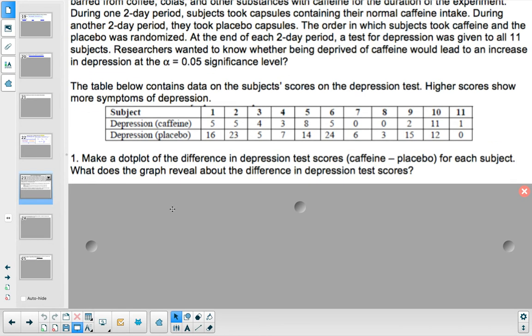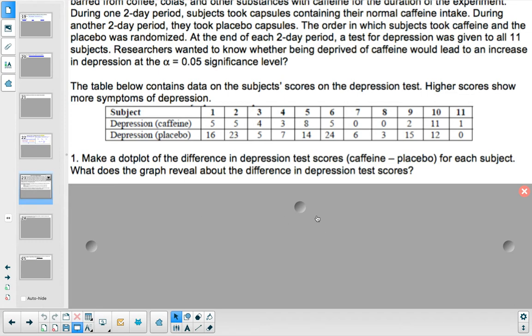Make a dot plot of the difference in depression test scores, caffeine minus placebo, for each subject. What does the graph reveal about the difference in depression test scores? So notice this is a matched pairs experiment because one subject got both treatments, the caffeine and the placebo. So we have blocks of size 2. That's how you know it's a matched pair.